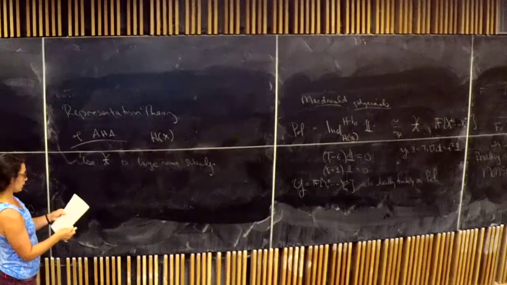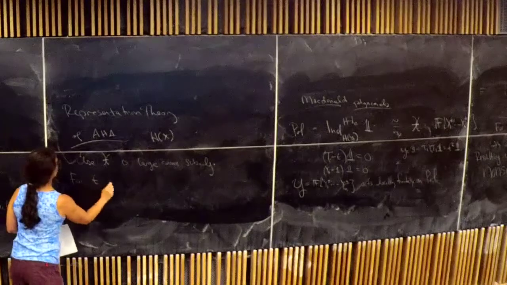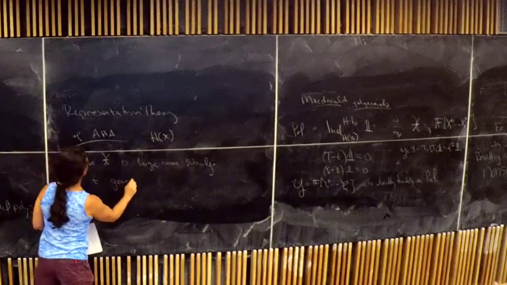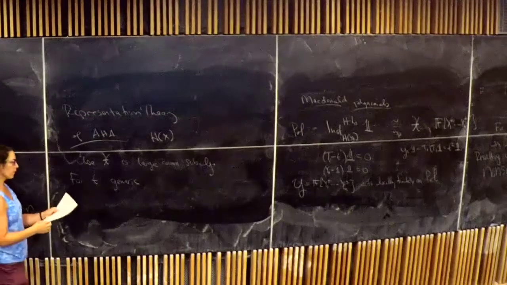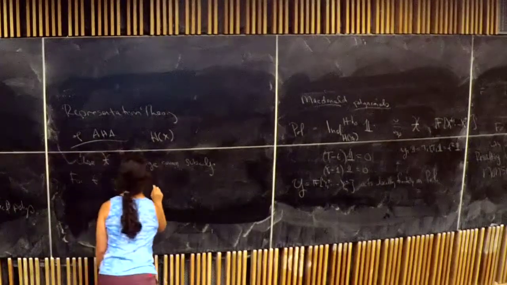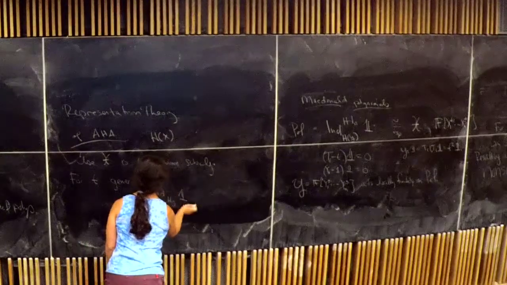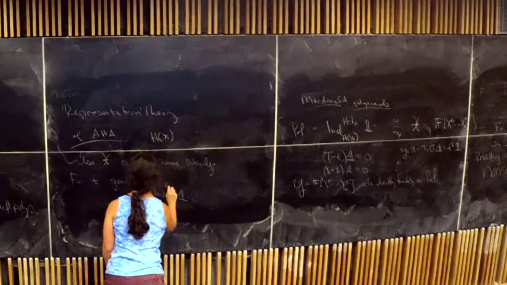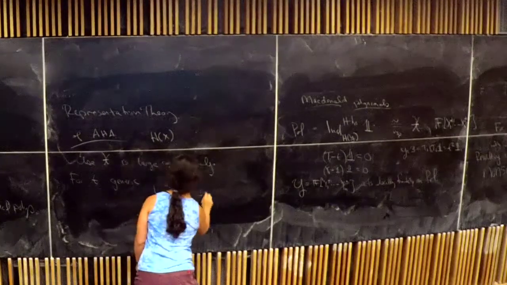And let me just say, and I'm just affine, I'm not double affine for the moment, when t is generic, I claim that induced modules from one-dimensionals sort of tell the whole story.